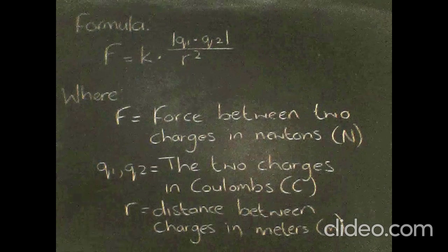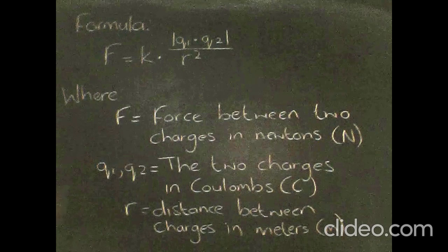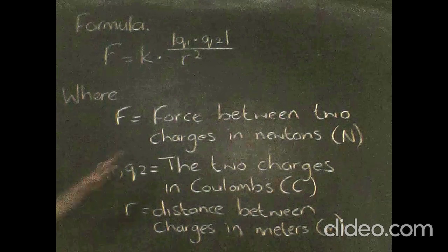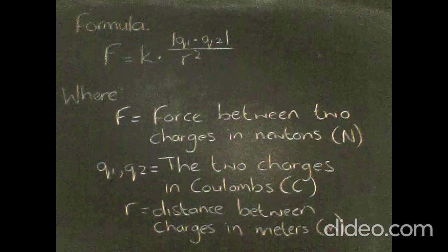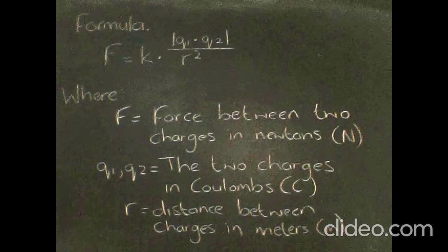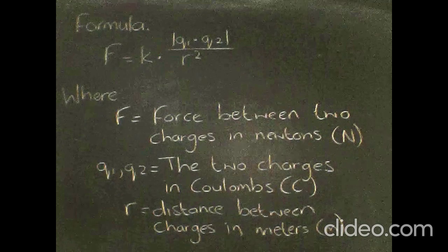F is the force between the two charges, and it's always measured in newtons. Then Q1 and Q2 are the two charges, and we're going to express that in coulombs. R is the distance between the two charges, and that is always expressed in meters.